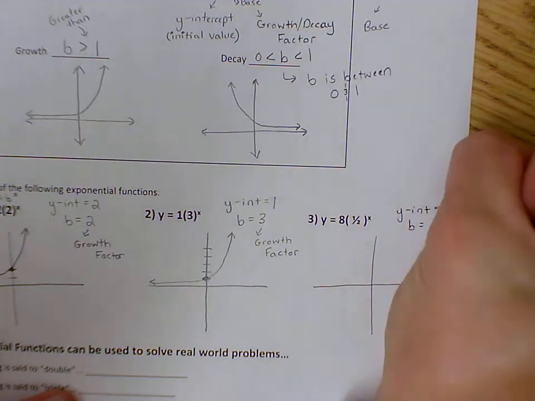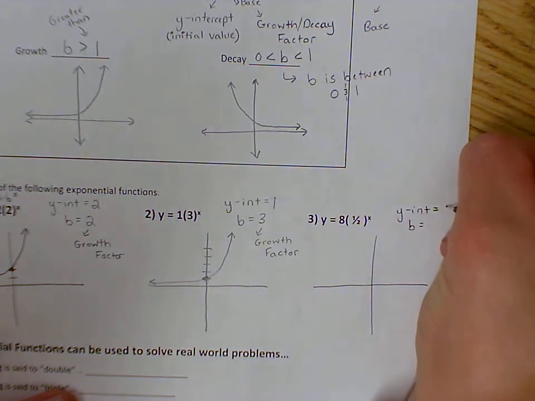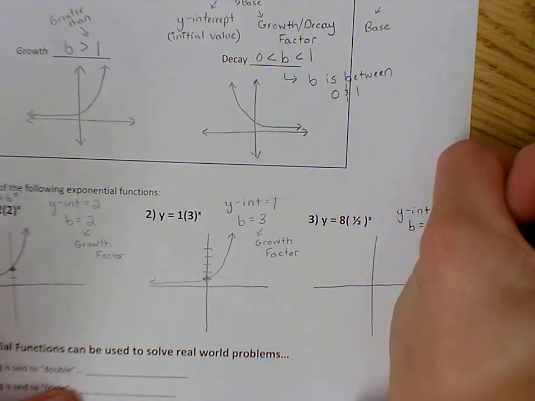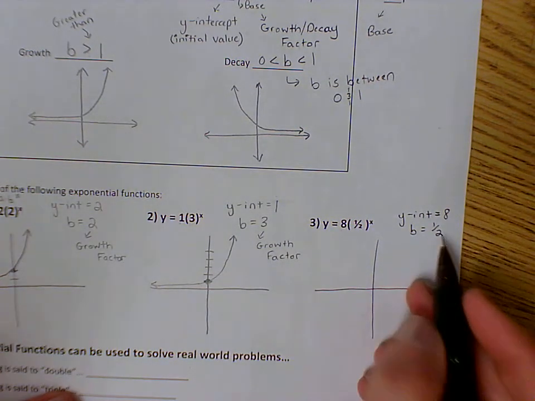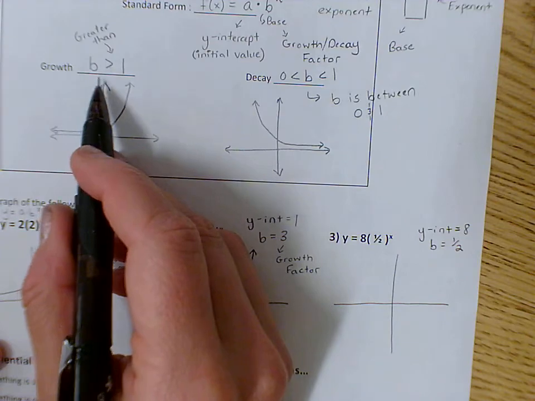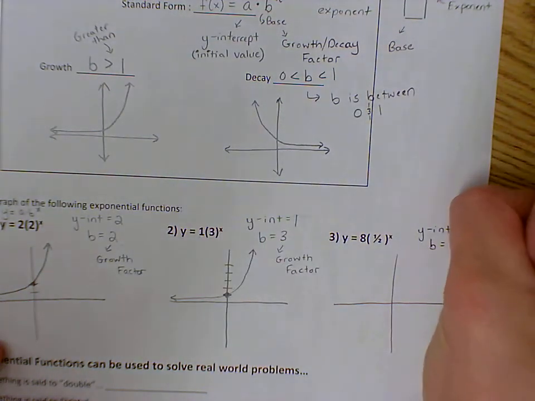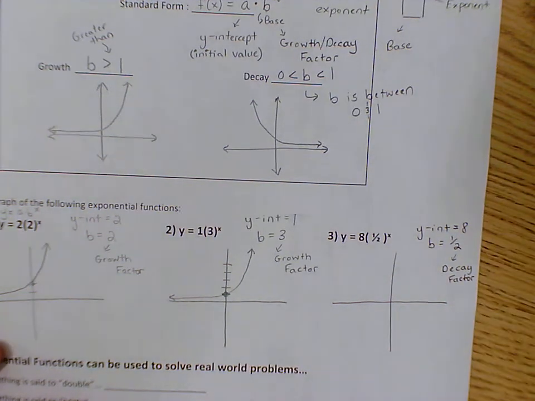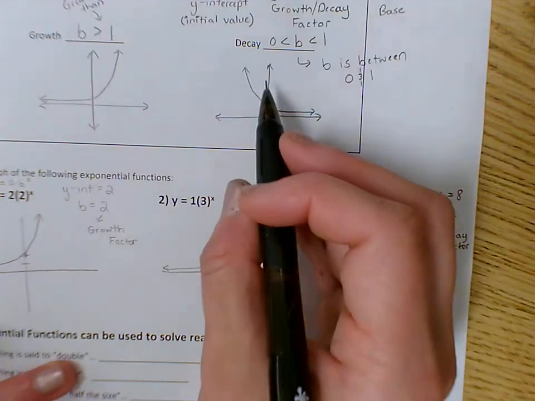My y-intercept here, the number in front of the one that's with the x, is 8. So that's where it's going to hit the y-axis. And then my b is 1/2. When I look at whether it's a growth or a decay, 1/2 is not bigger than 1. It's between 0 and 1, so this one is a decay. If it was a population, the population's being cut in half every time. And that's going to look like that graph.